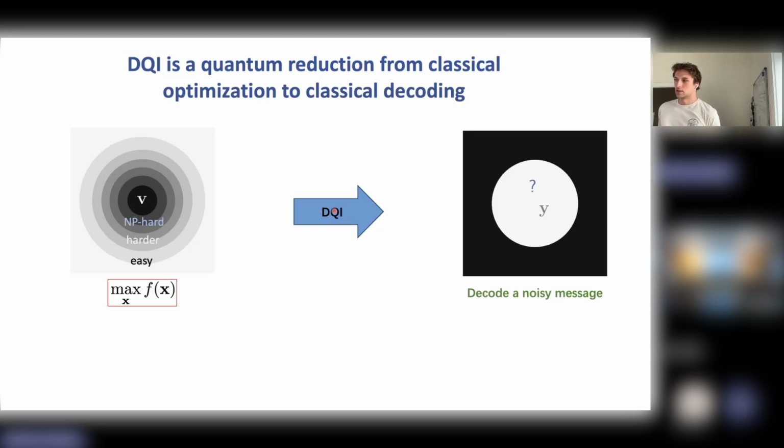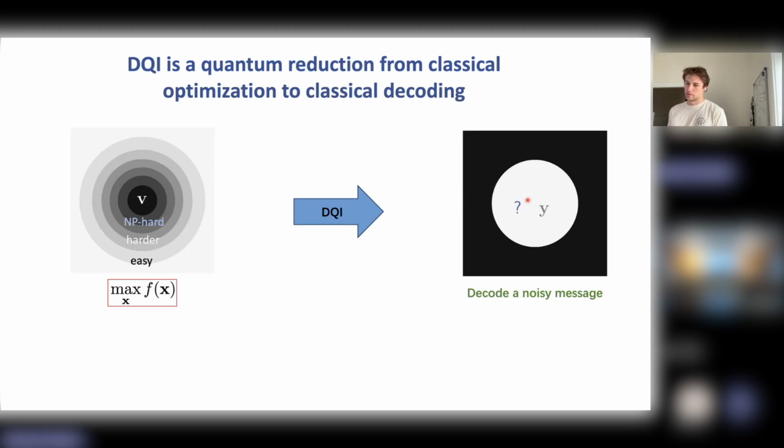What DQI does is it reduces this optimization problem to a very different problem, the problem of decoding a classical linear error correction code. The decoding problem means there's some message that passes through some noisy channel, and you're trying to recover at the end what the original message is.